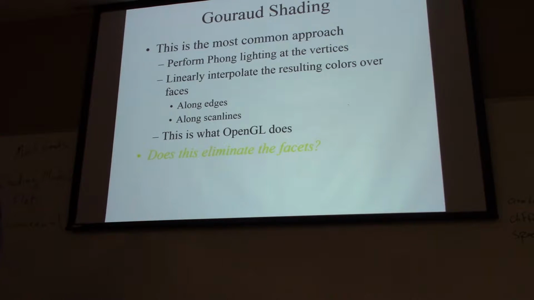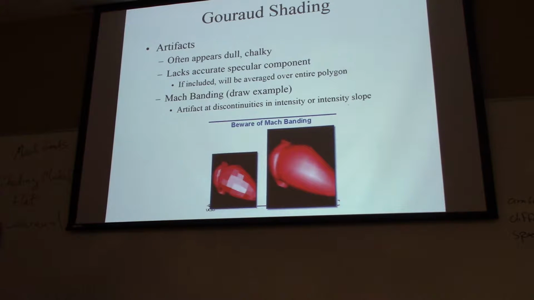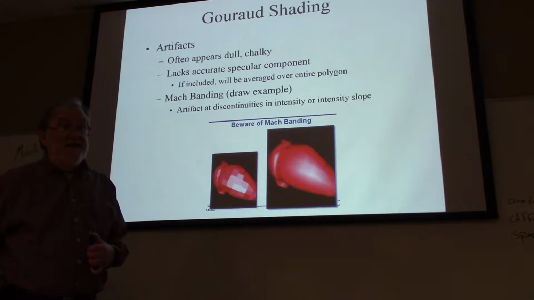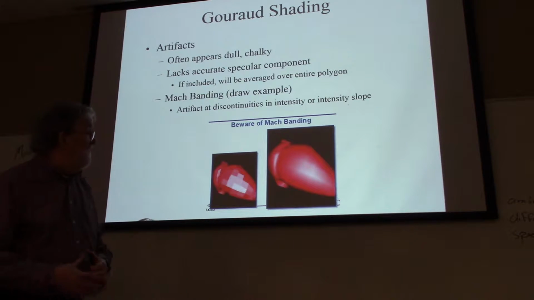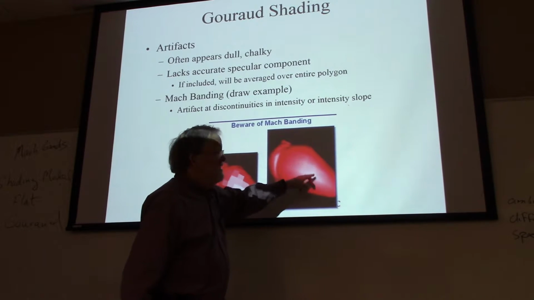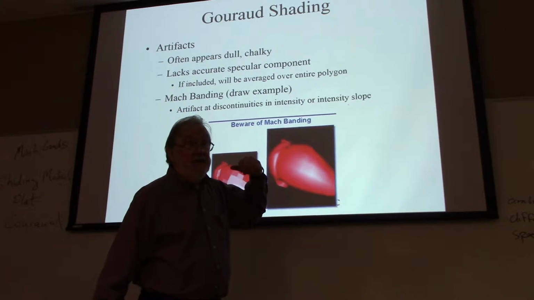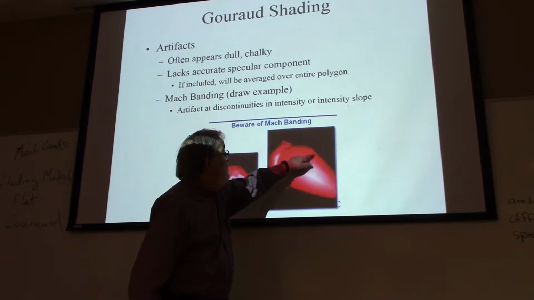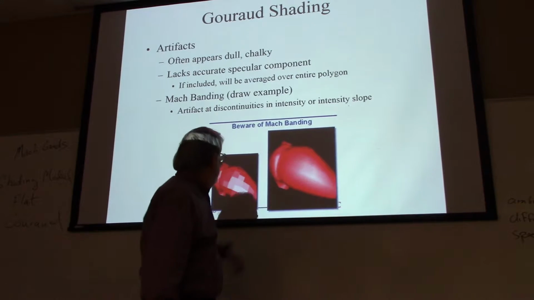And they're asking the question, does that eliminate the facet? And the answer is no, not entirely. You can still see the facets, particularly in the area of specular reflection. All right? I can see the facets pretty clearly there. If I look up here, it looks pretty smooth, right?